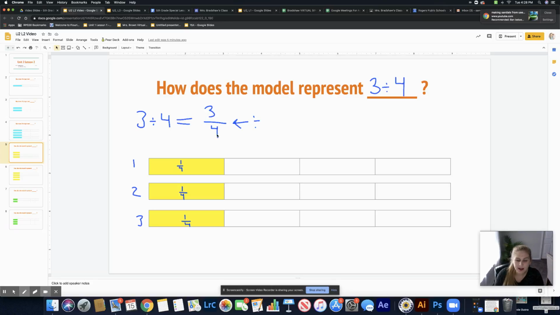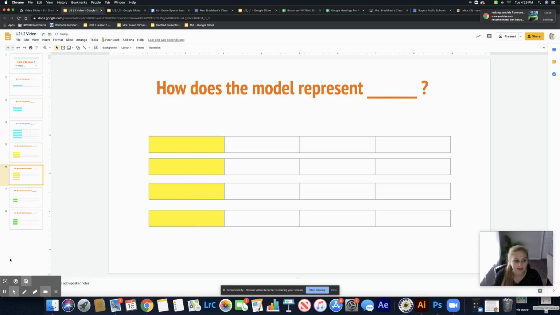Are you noticing a pattern within the last few problems? The model that we're given, the representation, equals the same. So if it says 3 divided by 4, my answer is 3 divided by 4, and I just put it over a fraction bar. Let's look at this one. Go ahead and pause your video now to see if you can figure out the equation that represents this problem.